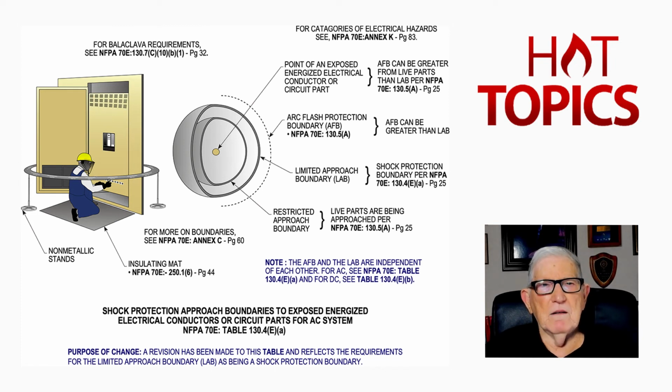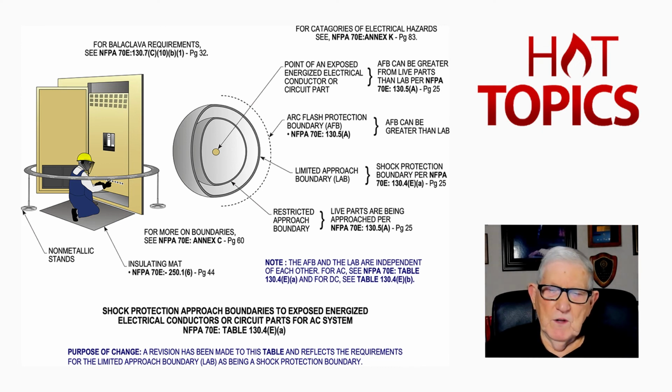Now, notice the balaclava, the hood, those requirements are in 130.7C 10B1 on page 32. And notice this individual has that insulated hood on because they're in that limited approach boundary with the back of the head where an arc develops, it could roll up and burn the neck in some manner. So we know this person shouldn't get more than a second-degree burn. That's what the code looks for.